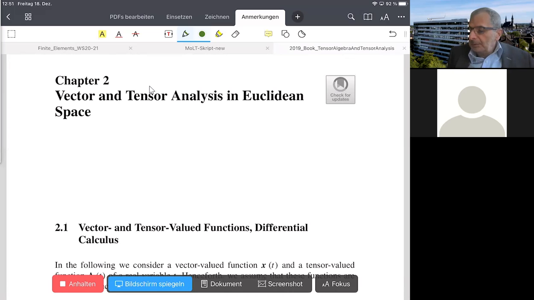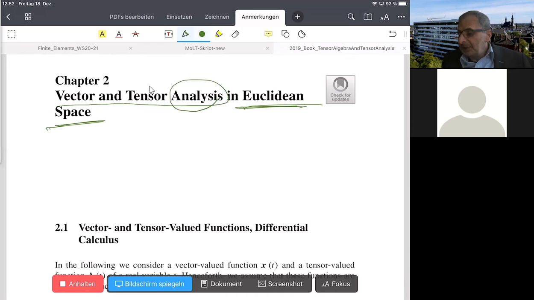Okay, first of all, maybe we stress that we work here within Euclidean space, with all these advantages. We have a scalar product here. We have an orthonormal basis. You remember these features of the Euclidean space, and we work with both vectors and tensors.